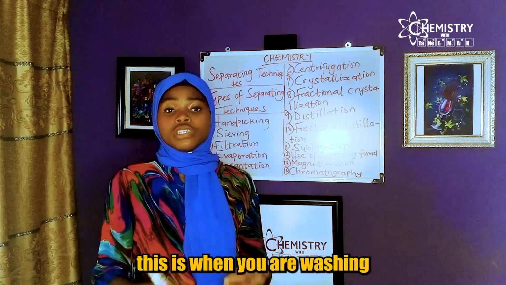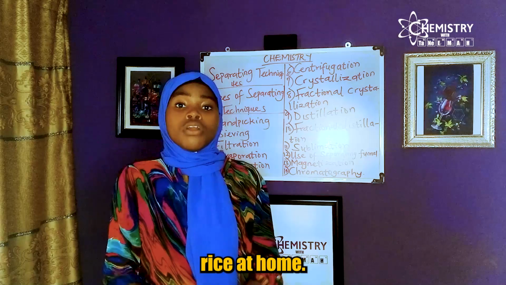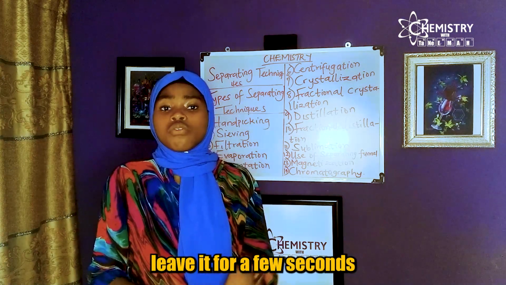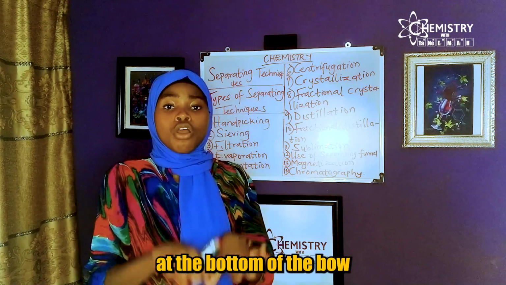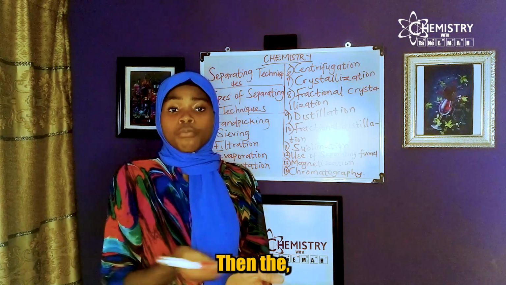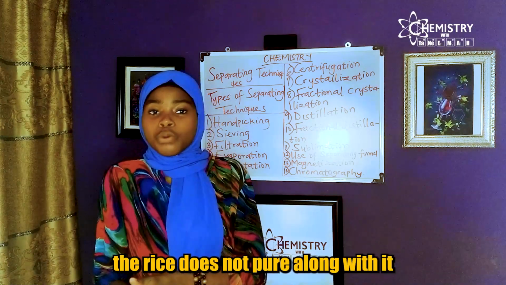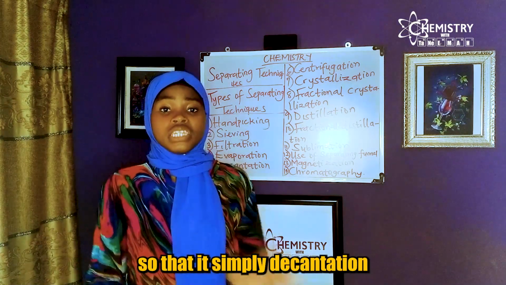A very good example of this is when you are washing rice at home. When you are washing your rice, you rinse the rice, then you leave it for a few seconds so that the rice can sit at the bottom of the bowl. Then the upper liquid layer is poured out carefully in such a way that the rice does not fall along with it. So that is simply decantation.